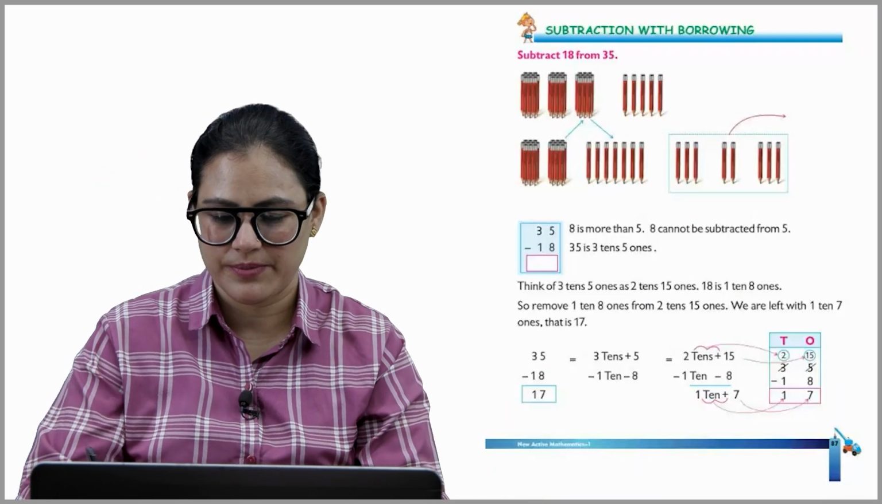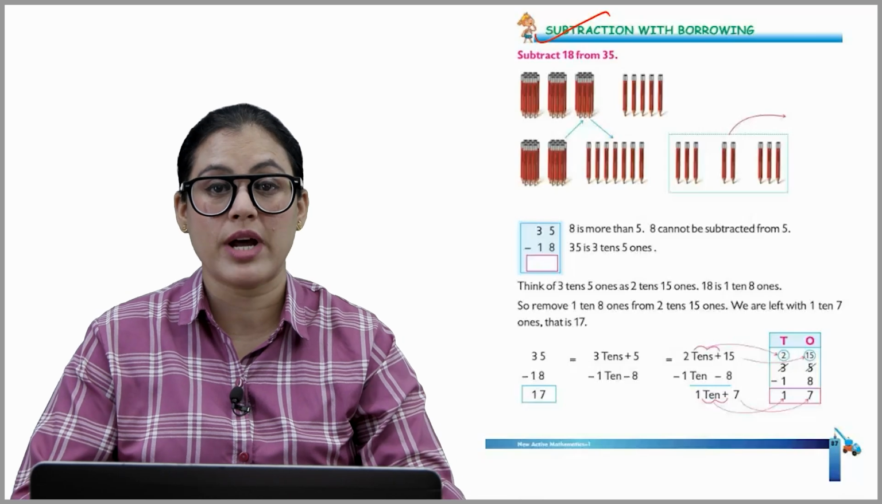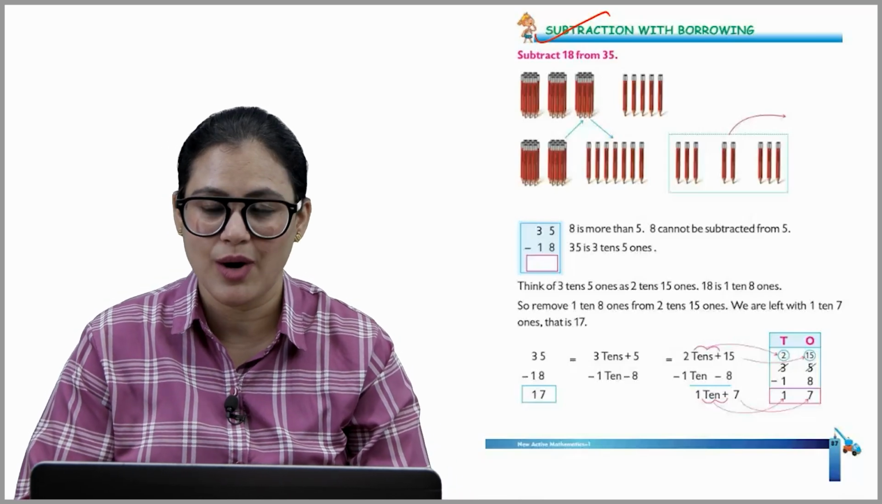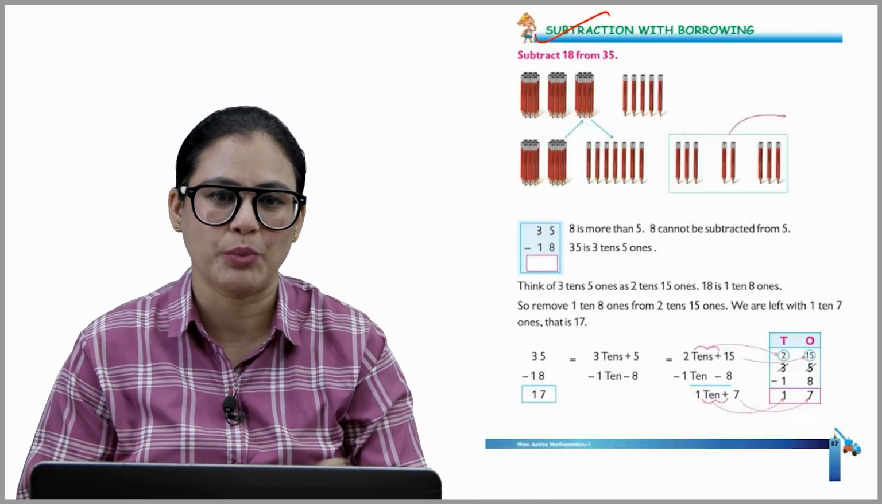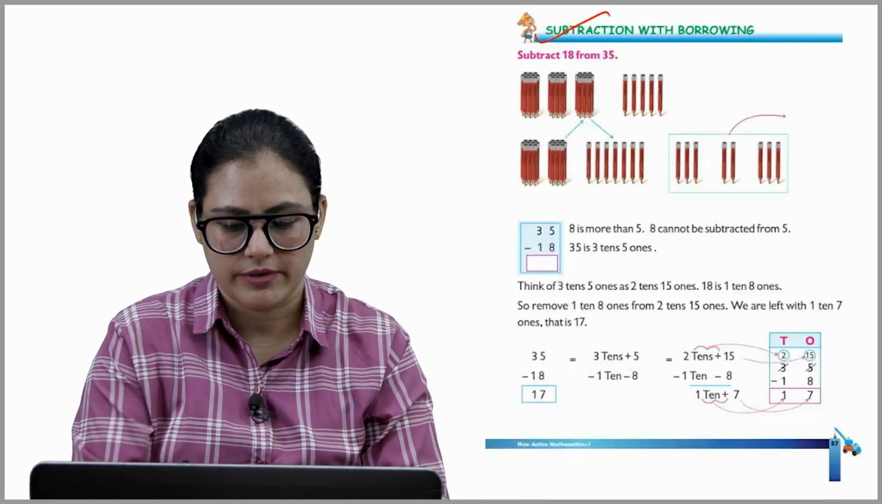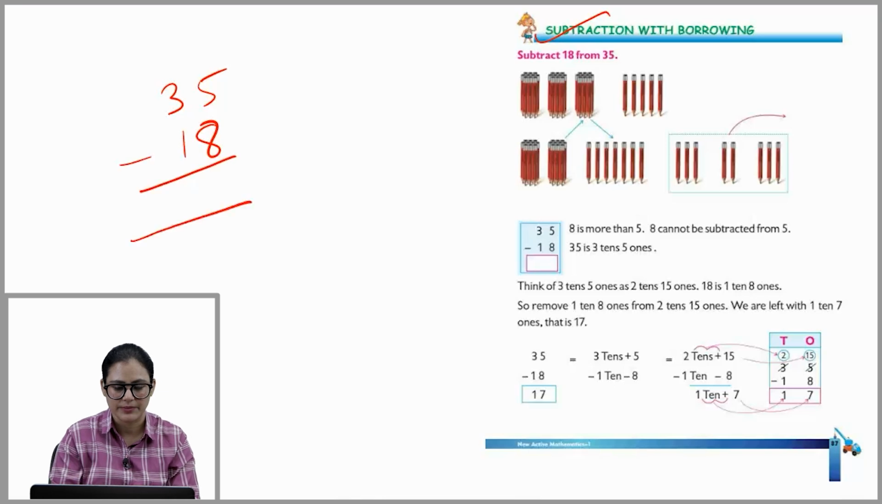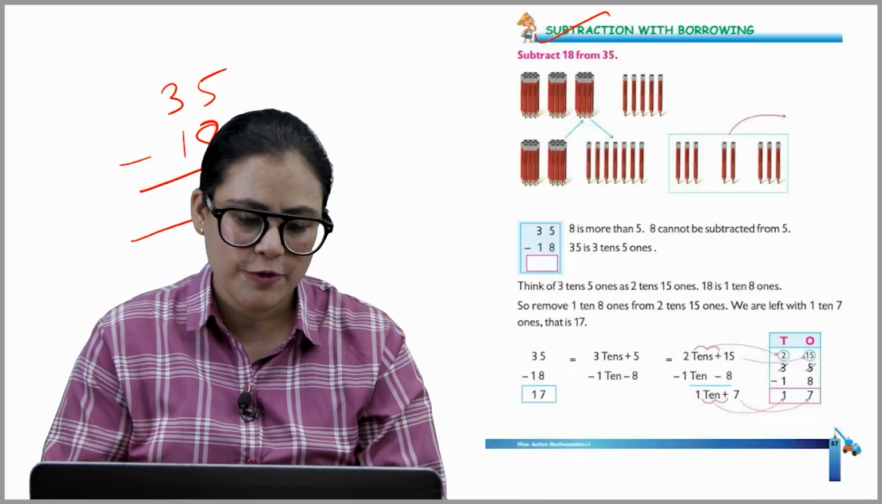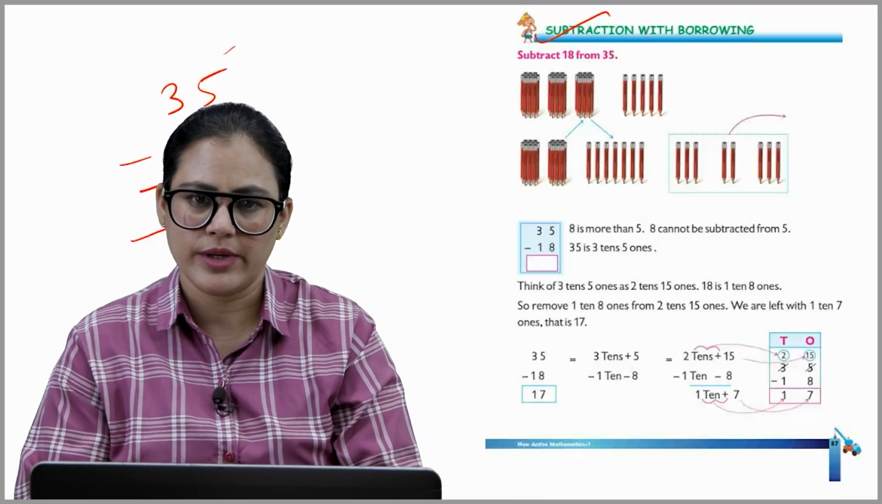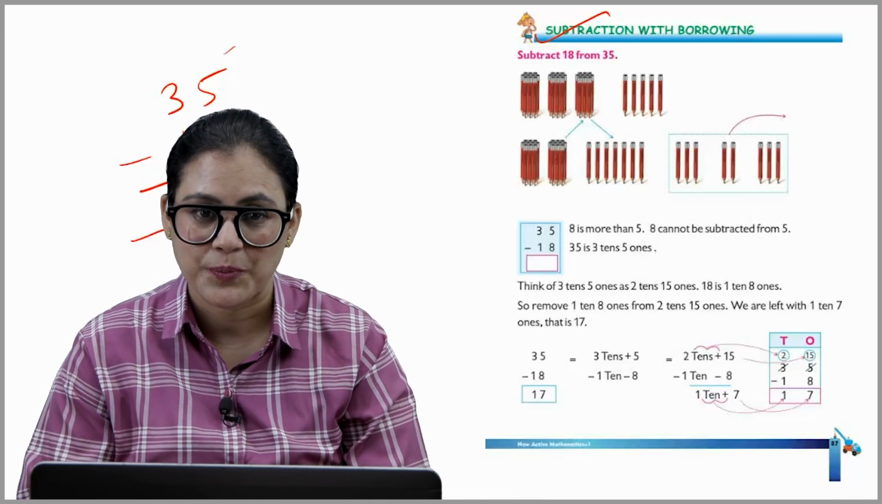Subtraction with borrowing. Till now, we have learned how to subtract numbers without borrowing. Now, we will learn how to subtract numbers with borrowing, okay. You have to subtract 18 from 35. So, we will write like this, 35 minus 18. Now, 5 is smaller than 8, right? 8 is more than 5. So, 8 cannot be subtracted from 5.